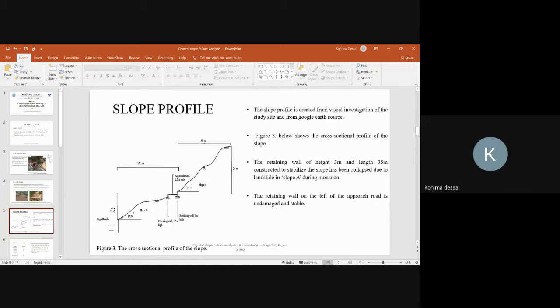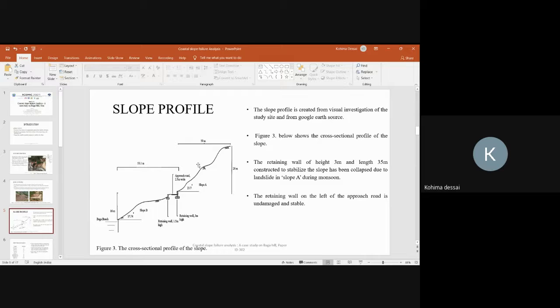This is the slope profile of the retaining wall, of the Baga slope. Here we have divided the slope into 2 parts, that is slope A and slope B. And this is the approach road of width 2.5, which leads to the top of the hill. Slope A is where the landslide had taken place in 2013 and also in 2020.